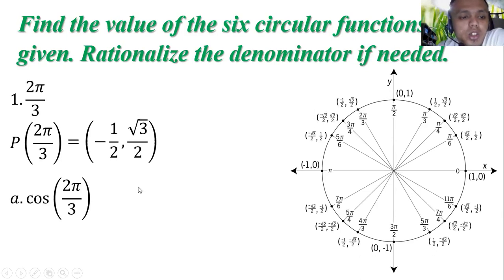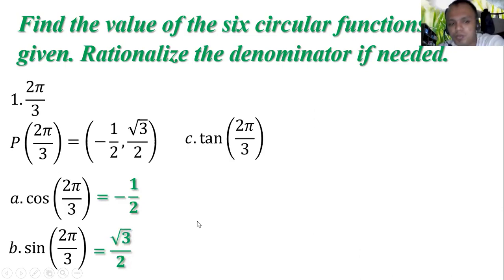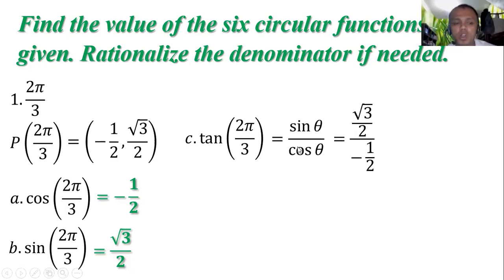Now, what is your cosine? We have negative 1 half. Your sine is square root of 3 over 2. Now, what about your tangent? Your tangent is sin theta over cosine theta. Substitute your sin theta to square root of 3 over 2, your cosine to negative 1 half. Then, square root of 3 over 2 times negative 1 half.